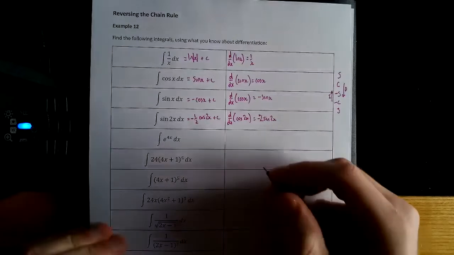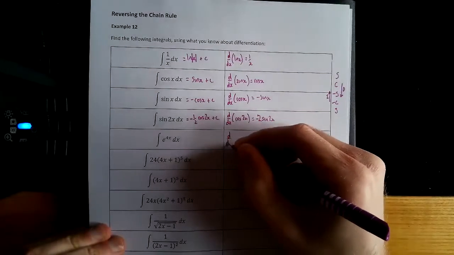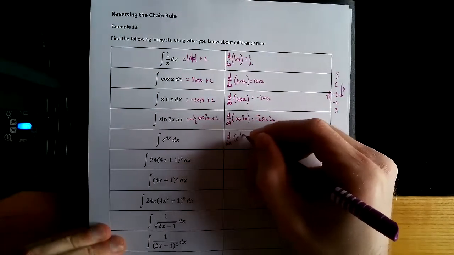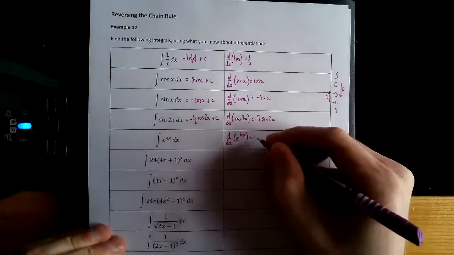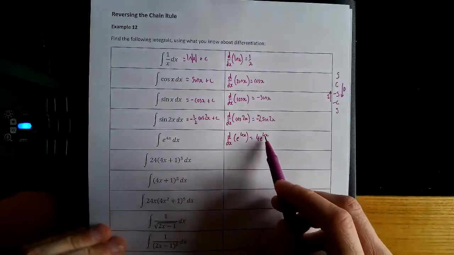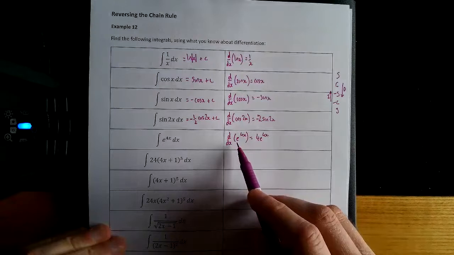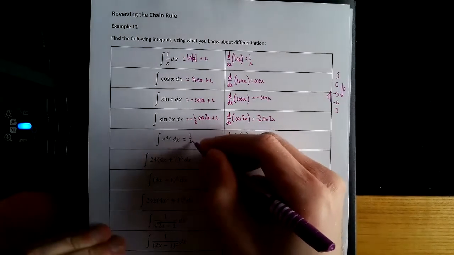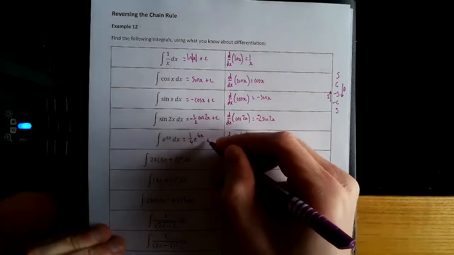E to the 4x. Okay, so let's try differentiating e to the 4x, and that gives me 4e to the 4x. So to get e to the 4x by itself, I need to divide by 4, so it'll be 1 over 4 e to the 4x plus c.